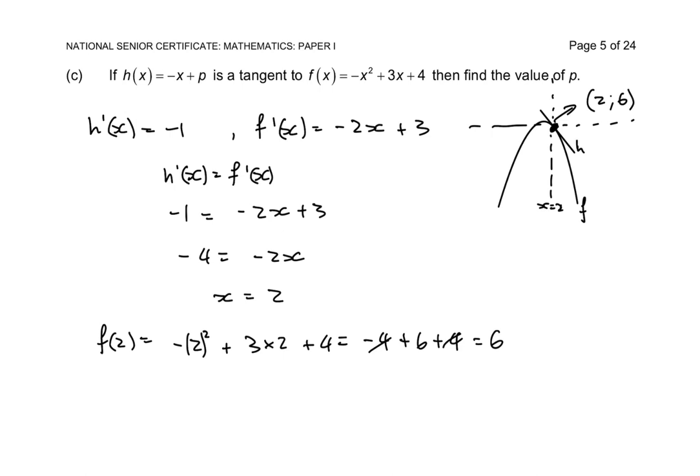Okay, so if we have coordinates 2 and 6, then we can now work out p, because 2 and 6 also lies on the function h of x. So h of 2, we know, must be equal to 6. Okay, well, what we can then say, this implies that 6 must then equal negative 2 plus p, and that's simply by substituting in 6 for h of x on this left-hand side, and substituting in 2 for x on this right-hand side. Now we can solve for p, and this means that p is equal to 8.